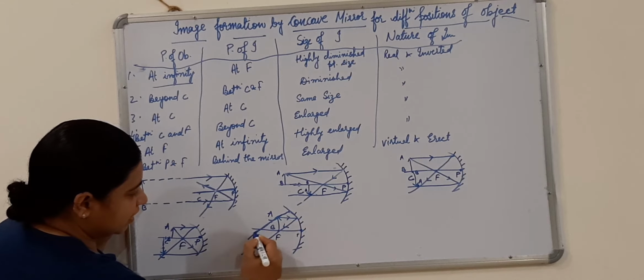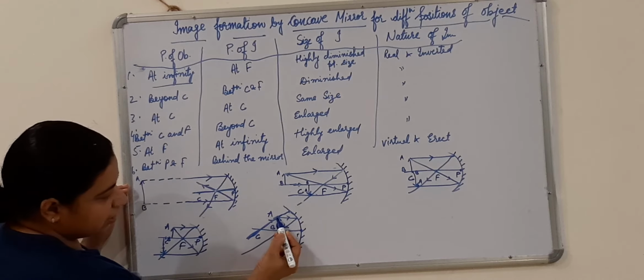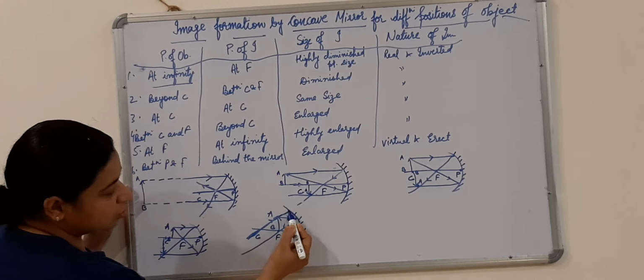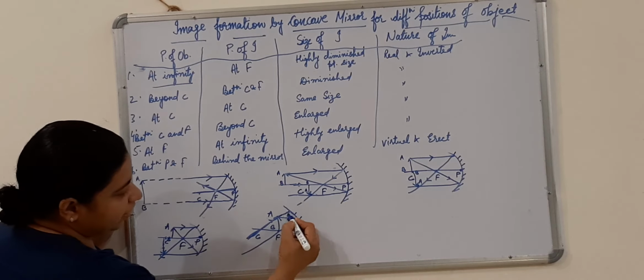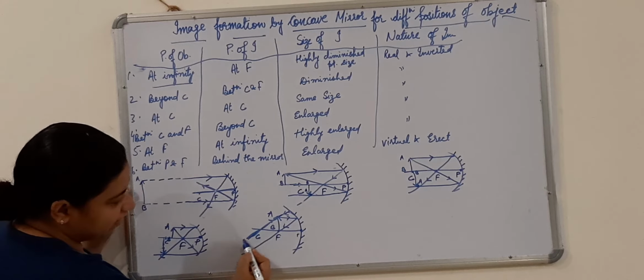Any ray of light coming from the center of curvature has touched the object here. After passing through the object, it has gone to the mirror. After hitting the mirror, any ray of light coming from the center of curvature will retrace its path.